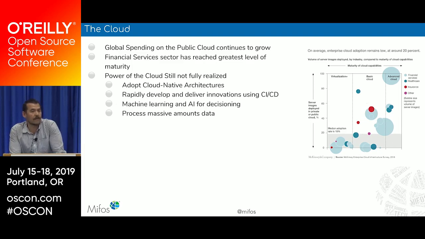And looking at cloud adoption in the financial services sector, that's the most mature sector right now, reaching an adoption level of 100% across volume of server images compared to a median rate of 20%. But despite this level of maturity, they're still just beginning to scratch the surface of the cloud. Most of the effort is just shifting workloads from data centers into the cloud, and not leveraging cloud-native architectures yet, not leveraging the cloud for artificial intelligence and machine learning, and not using it to process the massive amounts of data that can now be collected through mobile phones and open banking.